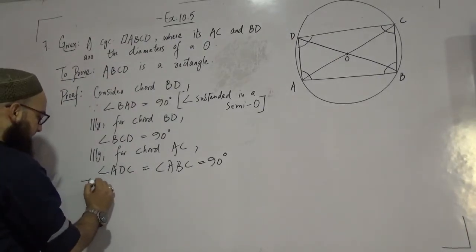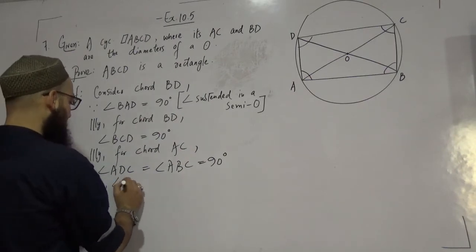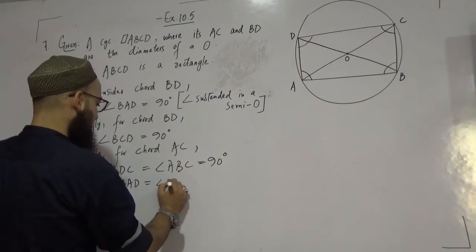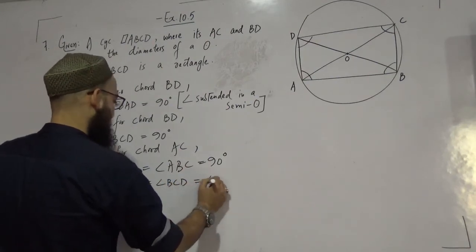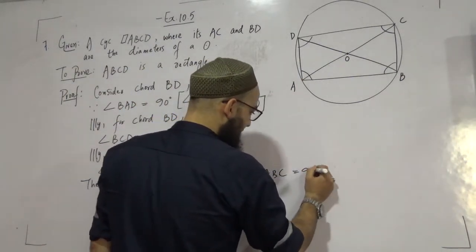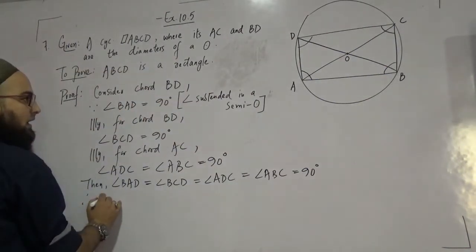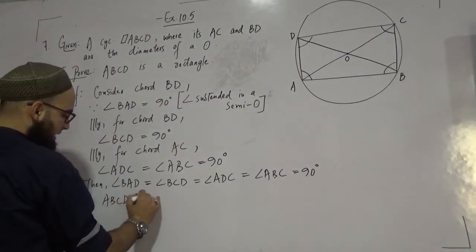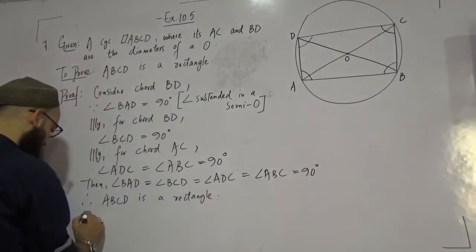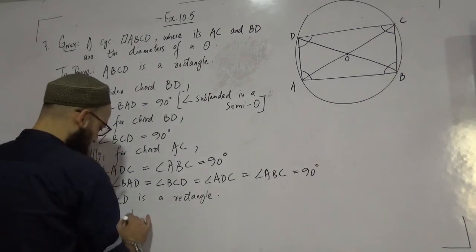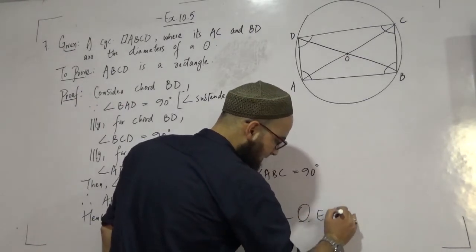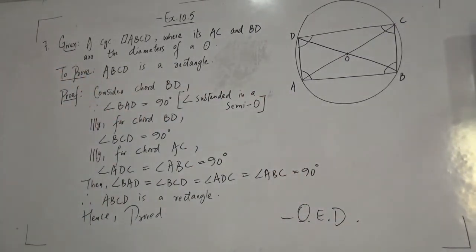Then angle BAD is equal to angle BCD is equal to angle ADC is equal to angle ABC is equal to 90 degrees. Therefore, ABCD is a rectangle. Hence, proved. Quod erat demonstrandum, then make a note.